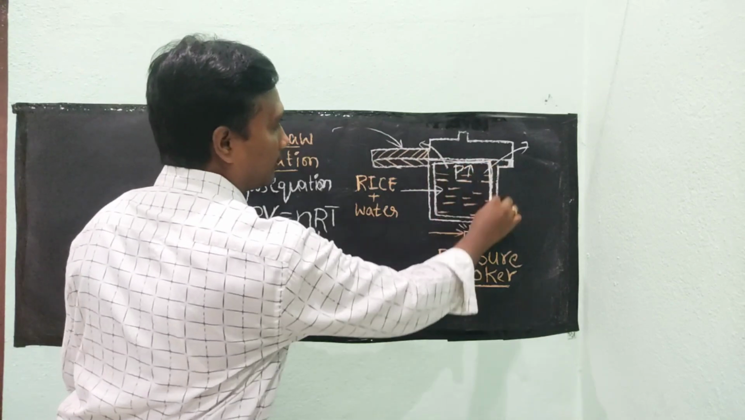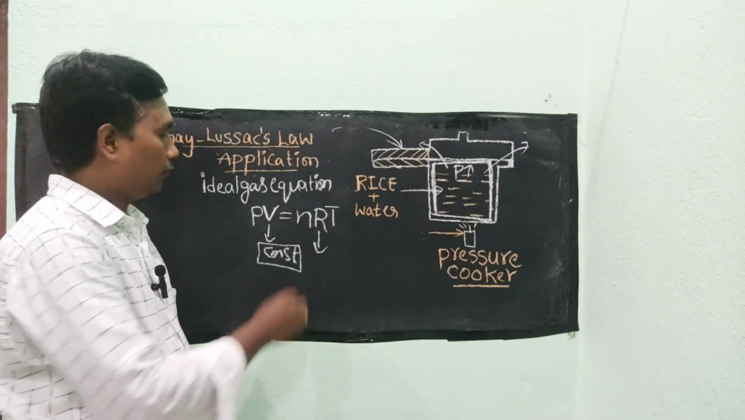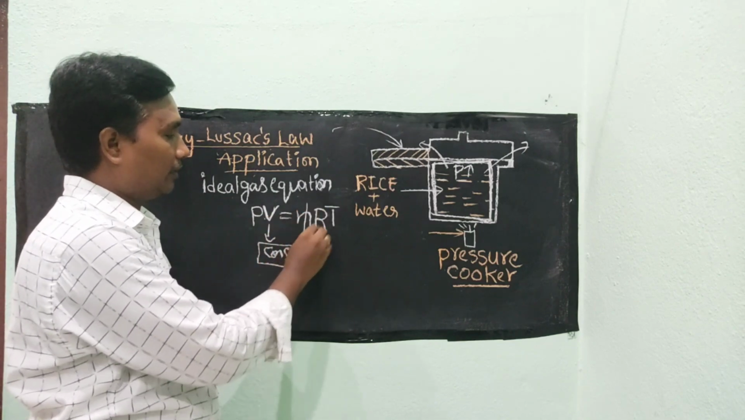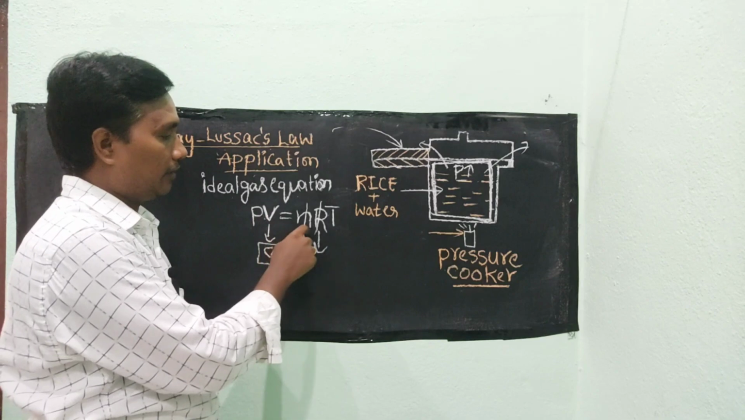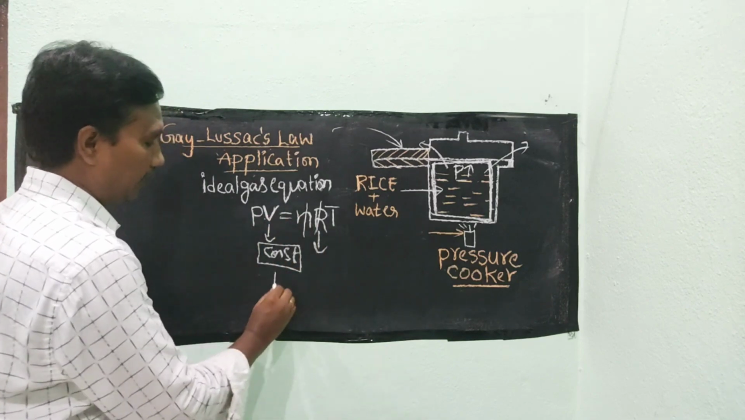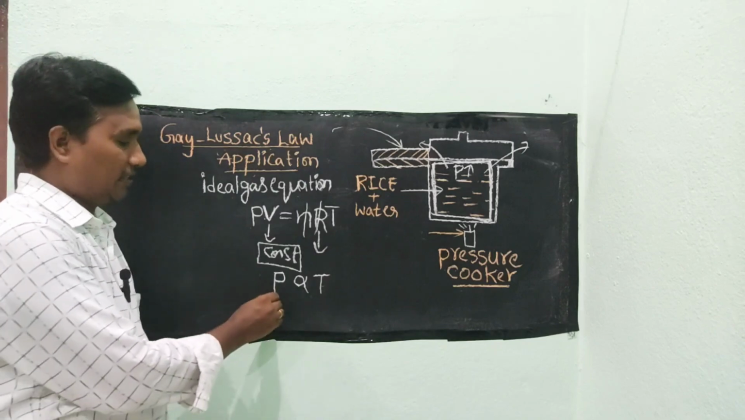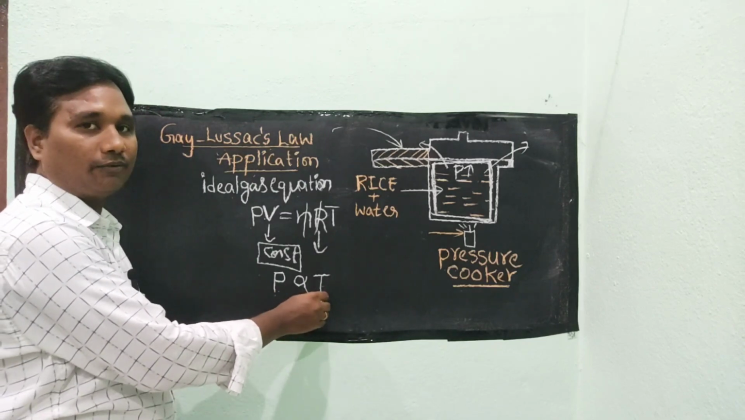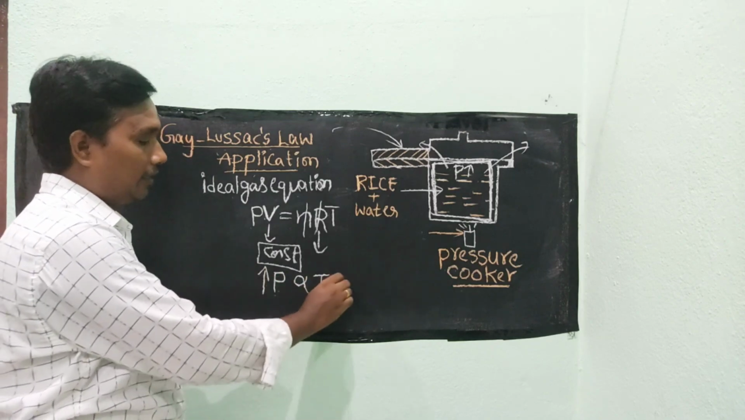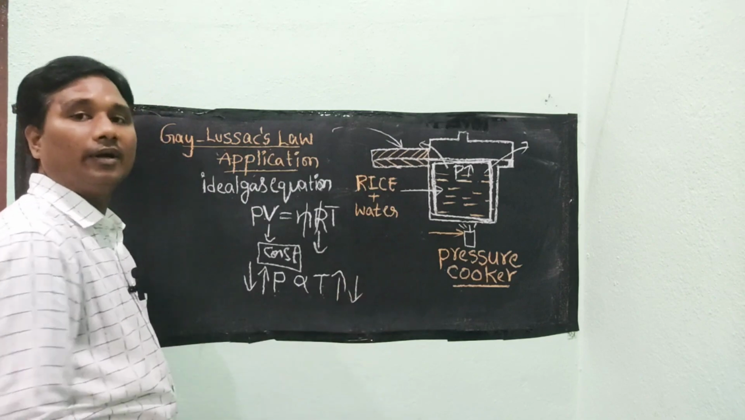In a pressure cooker, there is a tight sealing, fixed volume. There is no change in volume. V constant, n constant, R also constant. There is no change in V, n and R. Remaining variables are pressure and temperature. If the pressure varies, temperature also varies. If the pressure rises, temperature rises. If the pressure of gas decreases, temperature also decreases.